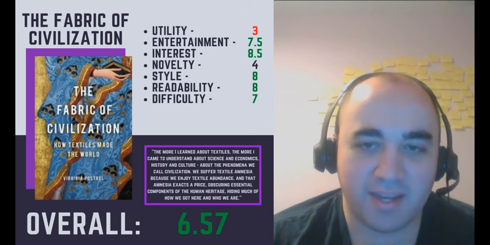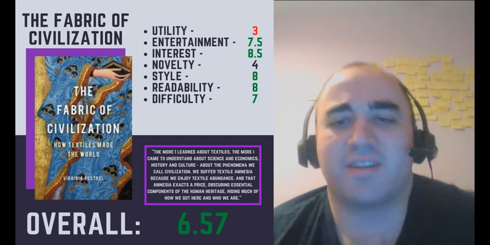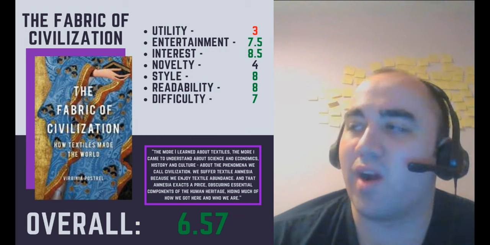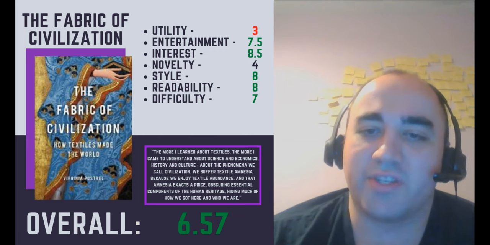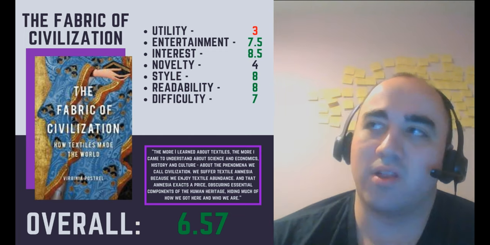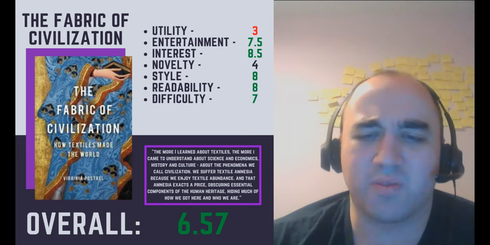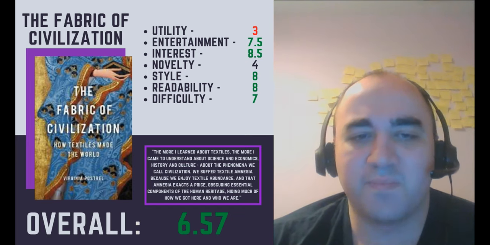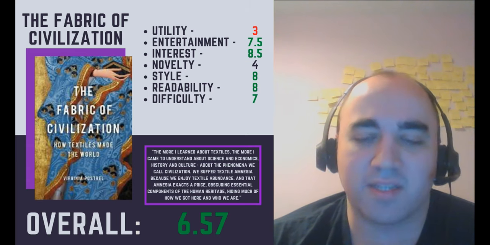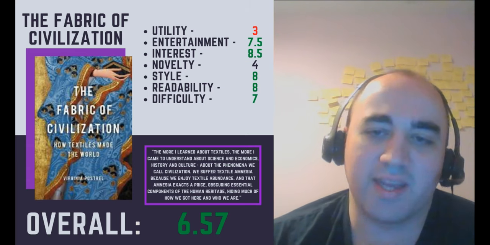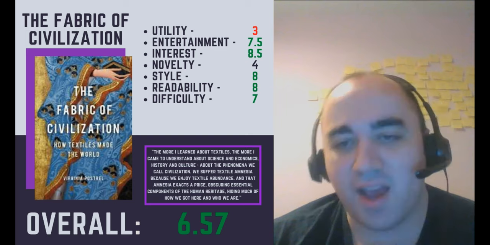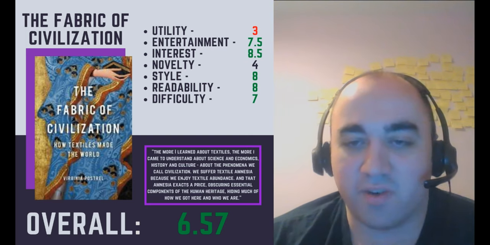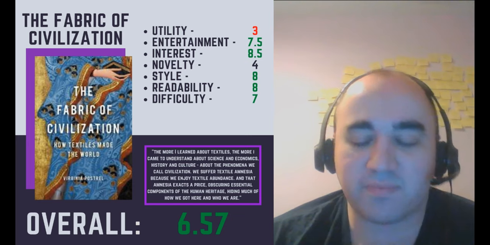Readability, I gave it an 8. There are some parts that are difficult, or that I struggled with a bit. When she's describing how a loom works exactly, I struggled through that a little bit. But other than that, as far as ideas that are somewhat complex being relayed in a way that's not complex, I think she does a good job. And so difficulty, I gave it a 7, for an overall of 6.57.